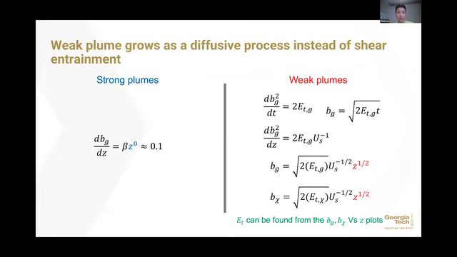So let us look at a little bit of analysis. On the left-hand side, we have a usual strong plume, classical plume. We know that the jet spreads such that dBg/dz is equal to a constant. It doesn't depend on the vertical height. But for the weak bubble plume, because we observe that the width is spreading out as the square root of z, it makes us think that it should obey a diffusive process, a turbulent diffusion process.